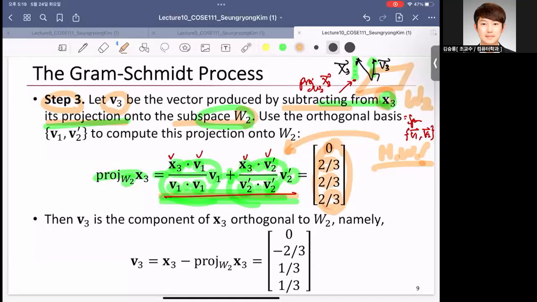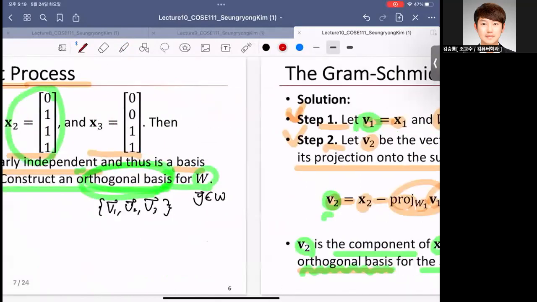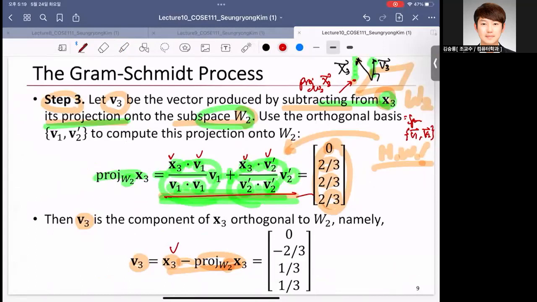Then, because v3 was x3 minus the projection of x3 onto W2, 그래서 x3에서 요 projection을 빼주는 거니까, we already know x3. What was that? x3 was (0, 0, 1, 1). Then (0, 0, 1, 1) minus (0, 2 over 3, 2 over 3, 2 over 3). So v3 is going to be (0, -2 over 3, 1 over 3, 1 over 3).